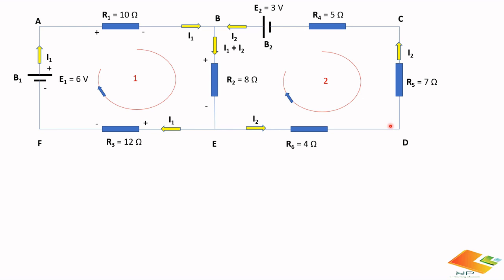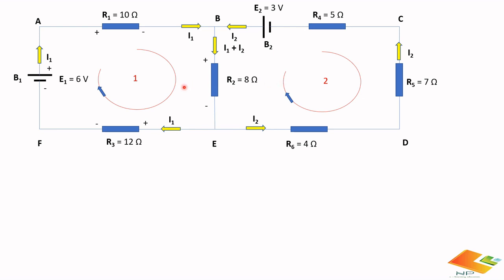Thus, using Kirchhoff's current law, we have distributed the current at node B and at node E. Now we have two unknowns, current I1 and current I2. To find their values, we should obtain two equations, and for that we have to take two closed loops, closed loop number 1 and closed loop number 2. So we have to check both the loops.